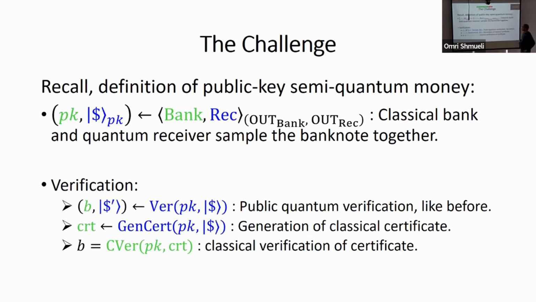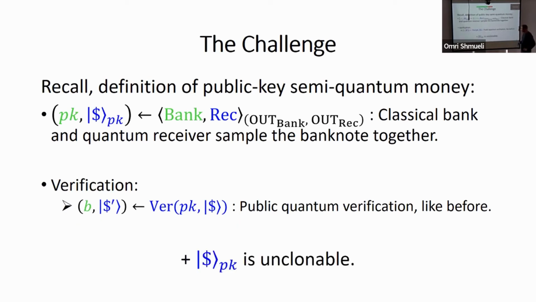So this is what we want to construct. We want to construct this definition. And for the sake of this talk, what we claim is that these three tasks, the delegation of the generation of the state, the public verification, along with the fact that the state is unclonable, these three together in our specific construction capture the essence. The rest of the functionalities and security of the scheme are going to come for free. So this is why we're going to focus on this.